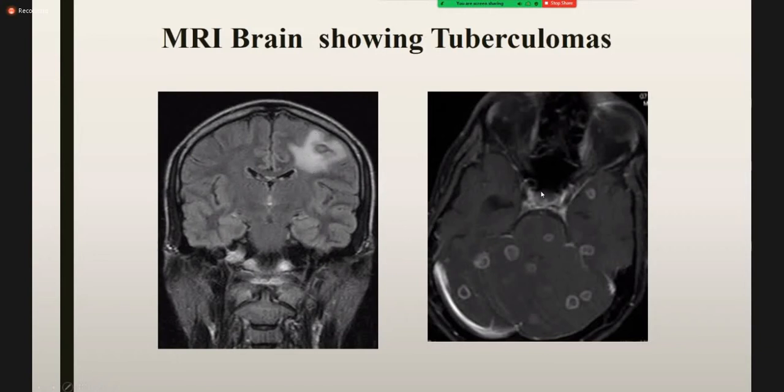And these are multiple tuberculomas, especially in the brain stem, and this is the left temporal lobe, and this is the cerebellum, bilateral cerebellar hemispheres.